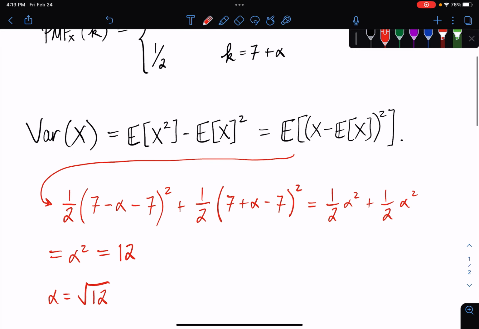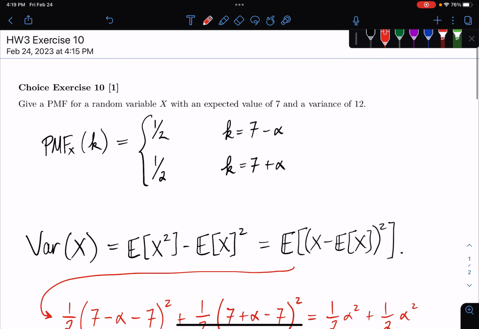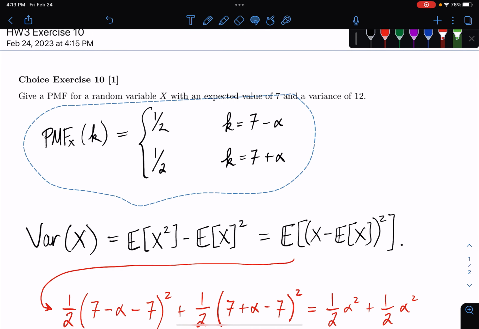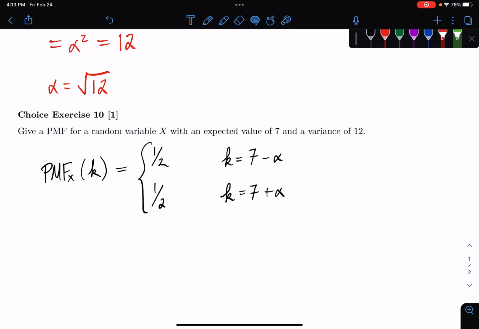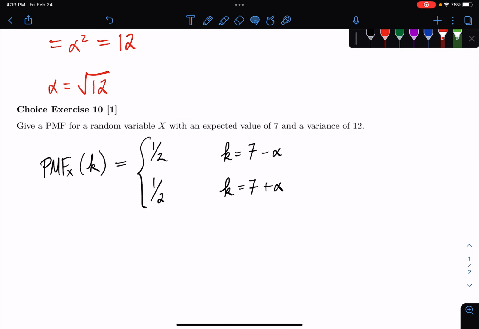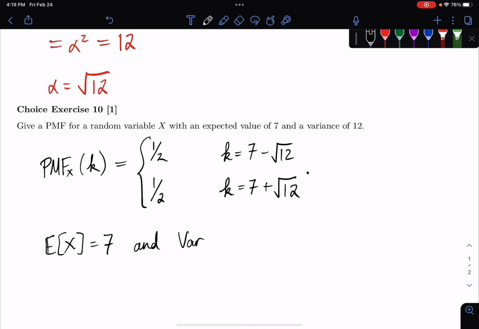Okay, so the PMF that I would suggest is, let's copy this thing down and write it out explicitly now that we have it. The PMF here is when alpha equals that square root of 12, and that square root of 12 satisfies this. So in here, the expected value of x equals 7, and the variance of x equals 12.